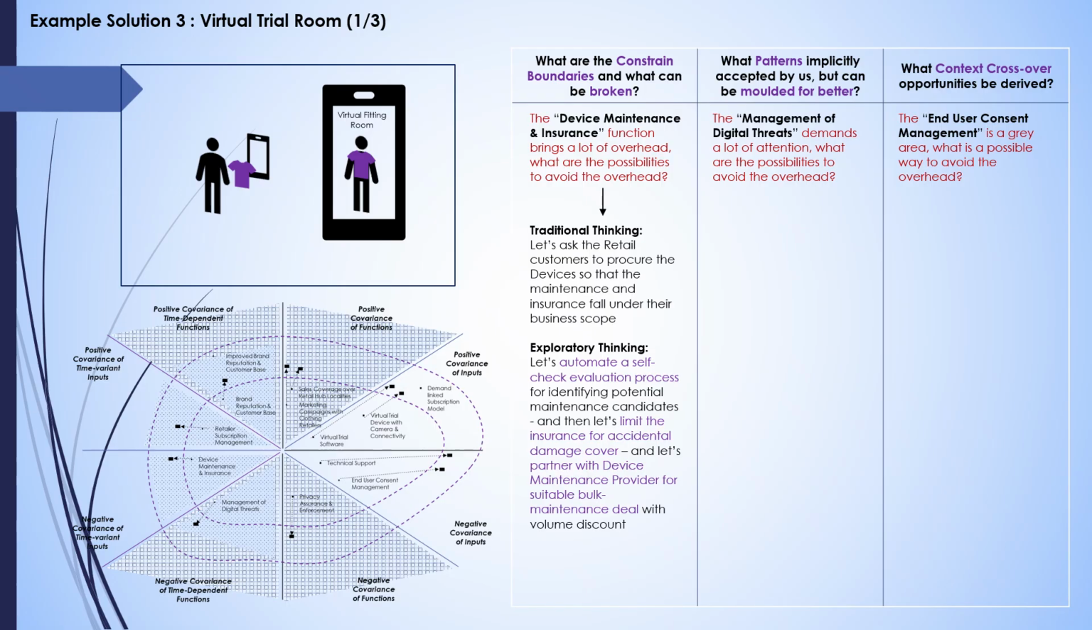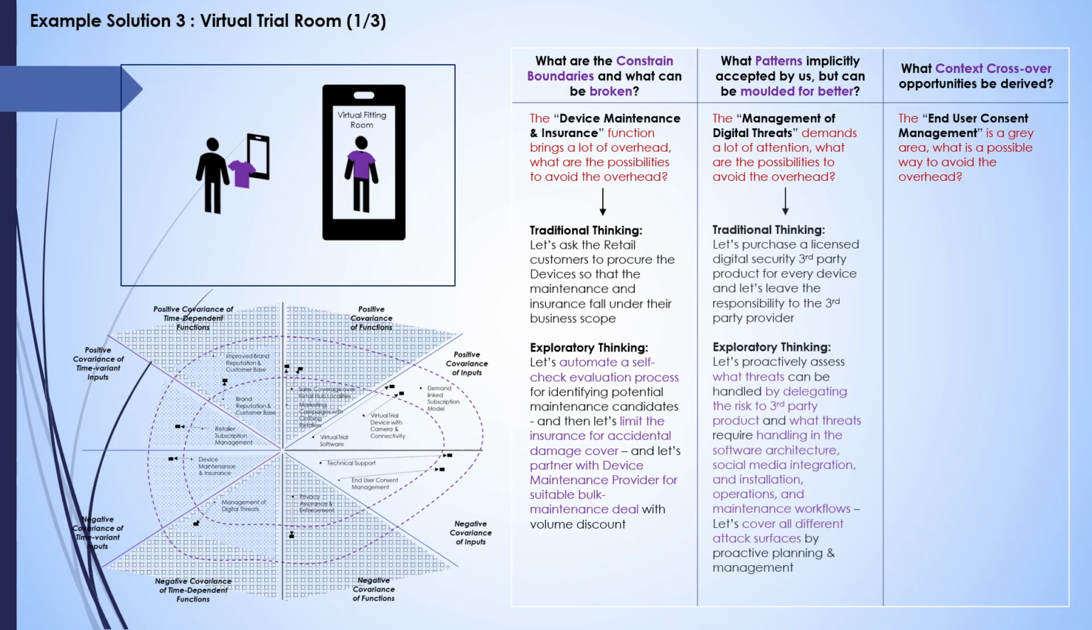Pair that with a more targeted insurance strategy, limiting coverage to accidental damage, which is the genuinely unpredictable risk, rather than blanket coverage that inflates premiums. And then partner with a specialist device maintenance provider on a bulk maintenance deal with volume discounts, turning a cost that scales linearly into one that scales efficiently. The overhead doesn't disappear, but it becomes manageable, predictable, and structurally optimized.